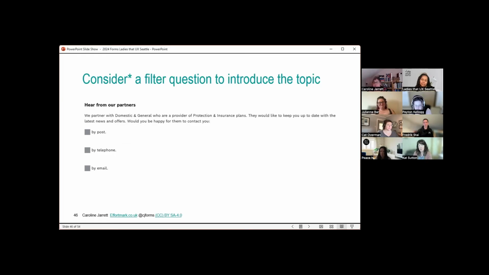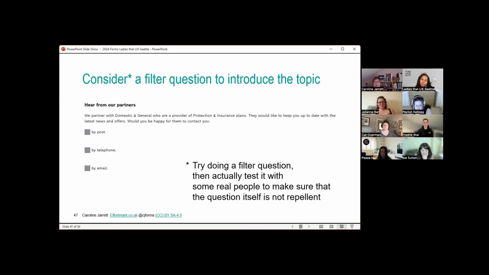So I found it in my heart to not tick that box. And the reason I consider is because the idea of having that kind of choice is actually a good idea. But if you do it, then you've got to actually test it with some real people to make sure the question itself is not repellent. I mean, you may read it quite differently to me, but I was reading it as, how many ways would you like us to spam you? And I found that I didn't want any of them.